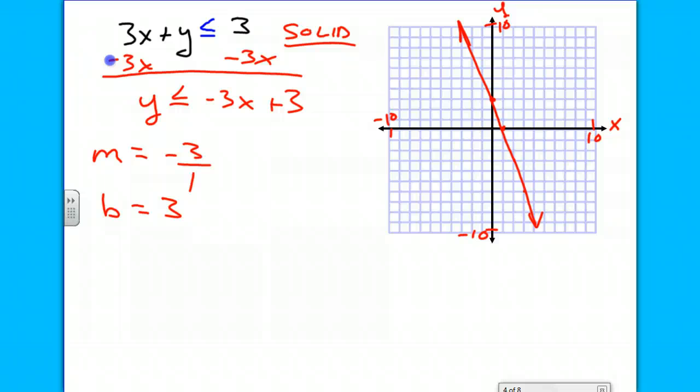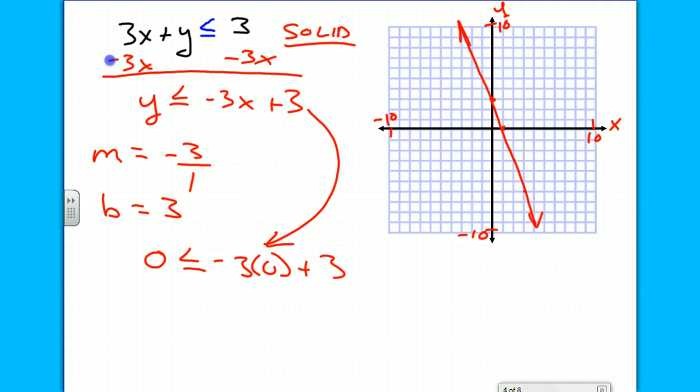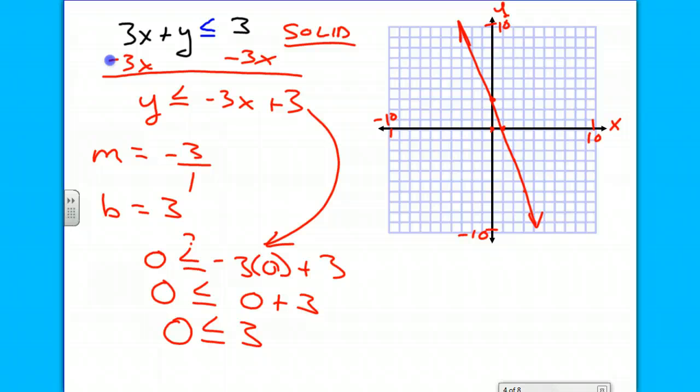We can actually plug it into the inequality that we created here. So negative 3 times 0 plus 3. So is 0 less than or equal to 0 plus 3? Yes. 0 plus 3 is 3. So is 0 less than or equal to 3? Yes. So this time the point 0, 0 worked. So where will we shade? Below the little dot. Good job. Toward that point, this whole side.